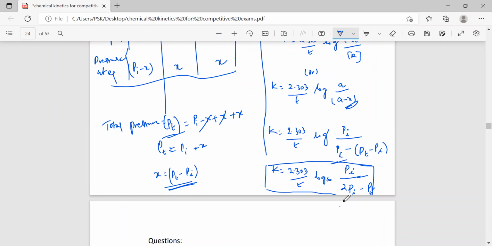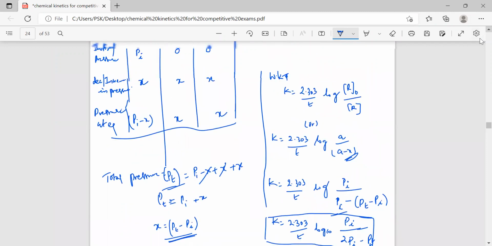All right. Any clarification? No, sir. So now we'll have to learn certain graphical representations of first order reaction, all that. So I will erase this.